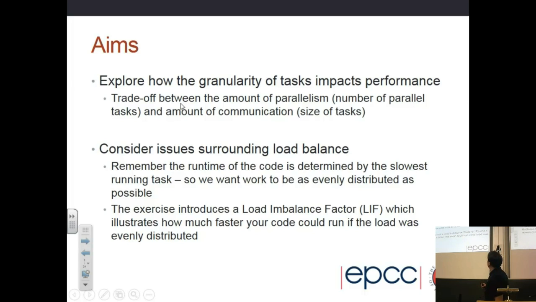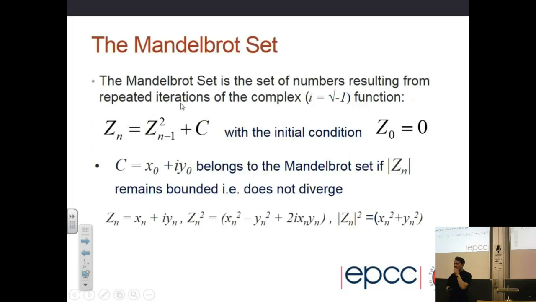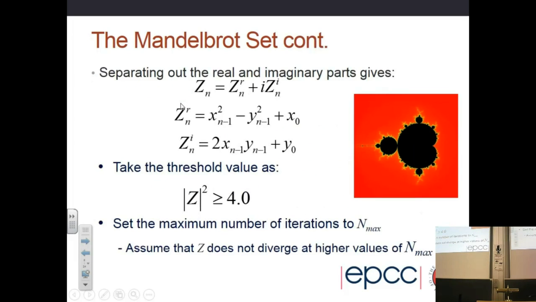Remember, the runtime of the code is determined by the slowest running task. And I introduce this load imbalance factor, which I think is a reasonable way of quantifying this. What are fractals? There are some equations here. I won't really go through them, but the Mandelbrot set is just a way of iterating some recurrence relation and seeing if it diverges or converges. And you can plot it. What you plot is the number of iterations it takes to diverge. I think that's the right way. But you get nice pictures, basically.